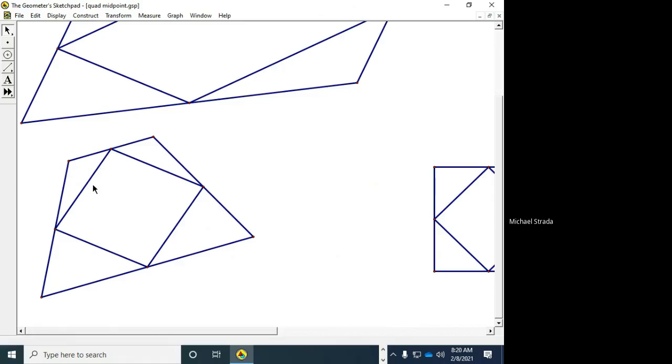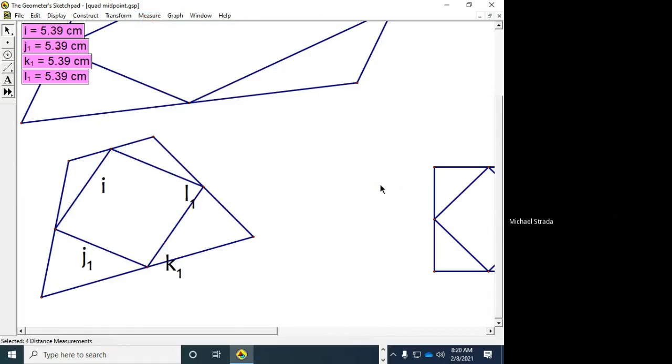All right, so if I connect those, they should be all the same. So that, of course, is the rhombus. However, if I measure an angle, you hopefully recognize that it's not a right angle.